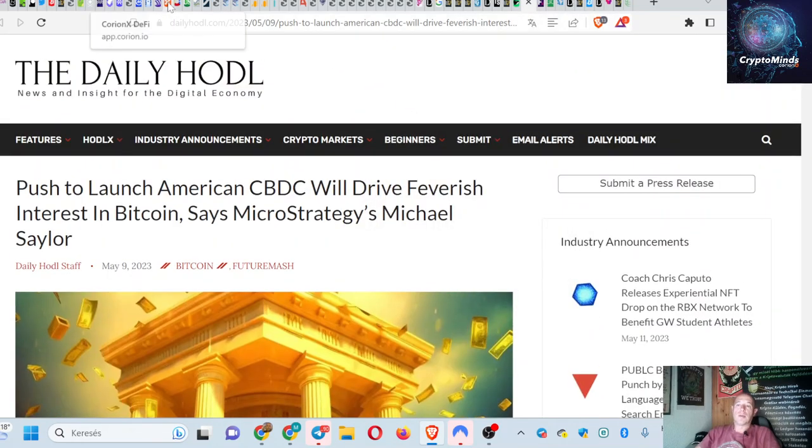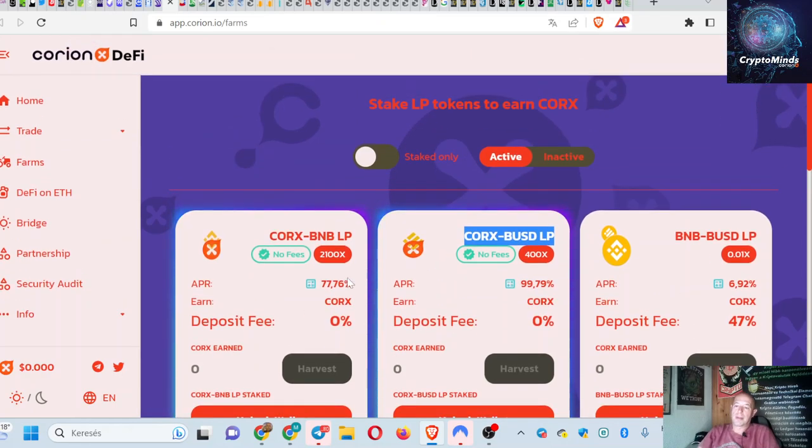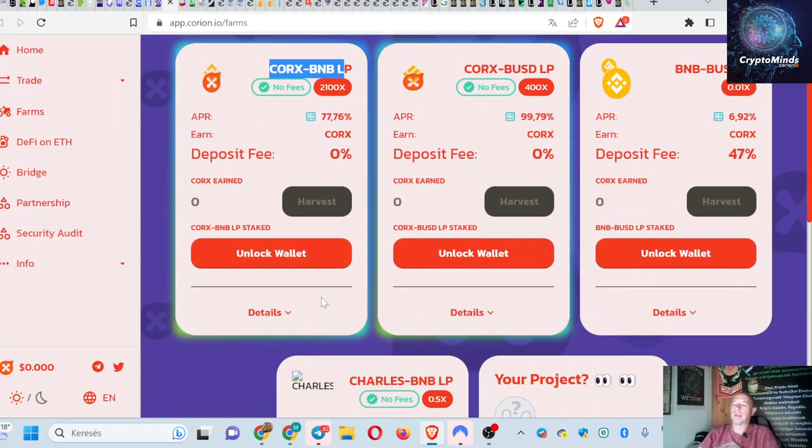So guys, that's almost it, and let's go and check out our farms. Go to PancakeSwap and provide some liquidity, especially in the CorionX BNB pair, because you can farm this, then you can lock up your farms and earn a juicy 77% APR. I don't recommend using the CorionX BUSD pair because the BUSD will be pulled out from the market with time. Also, we will close this farm. I don't know when, but the CorionX BNB pair will be going forward. So come lock up some liquidity.